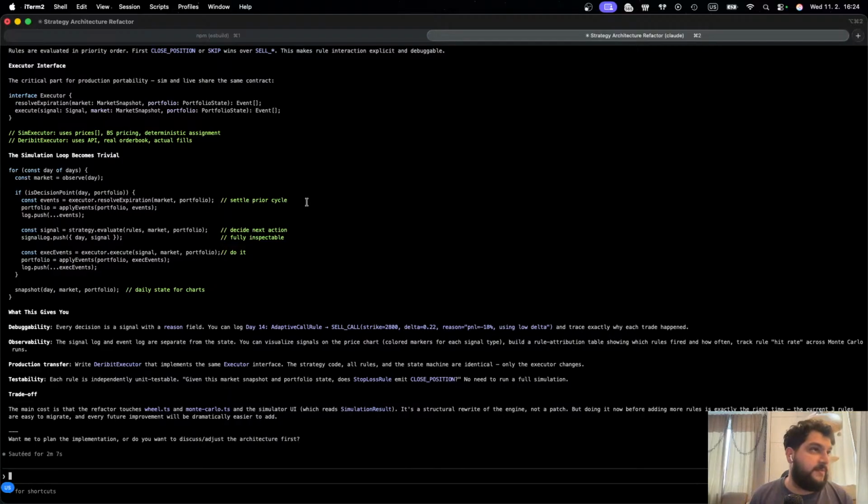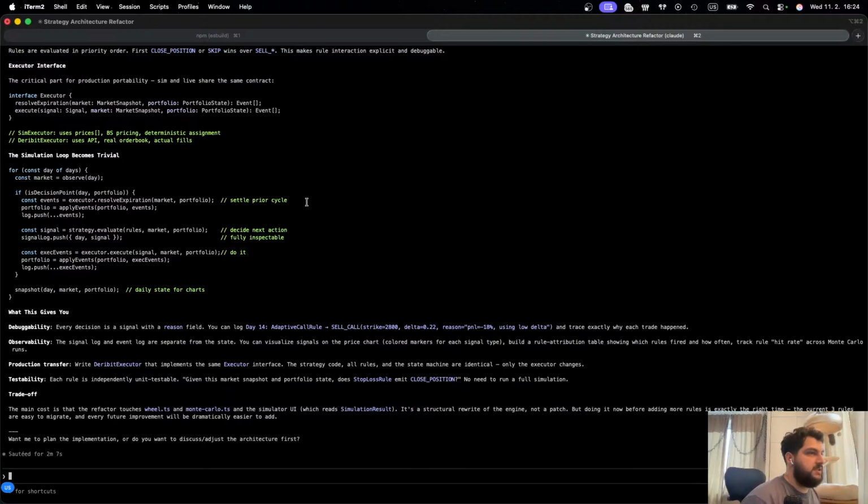Production transfer. Write a Deribit executor that implements the same executor interface. The strategy code, all rules, and the state machine are identical. Only the executor changes. Yes, this is what I wanted. Testability. Each rule is independently unit testable given this market snapshot and portfolio state. So does the stop loss rule emit close position? No need to run a full simulation.